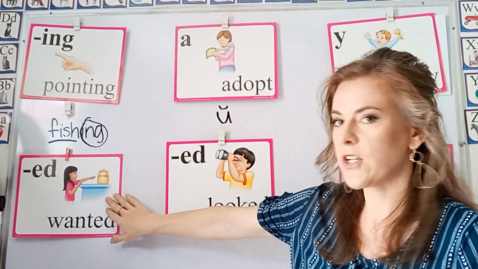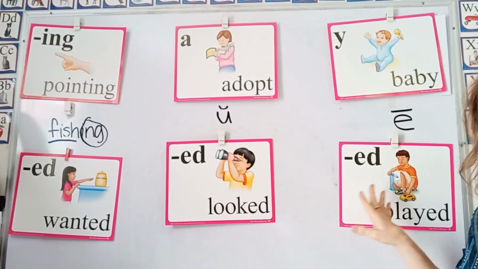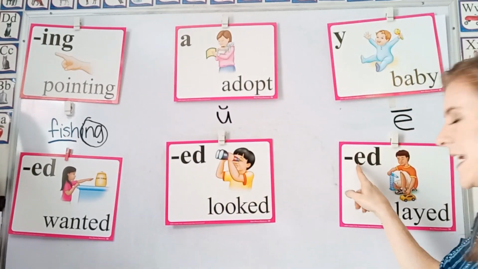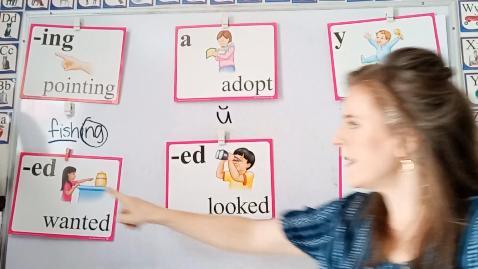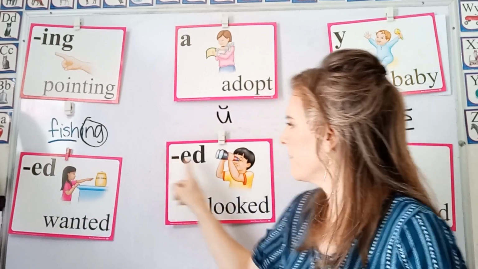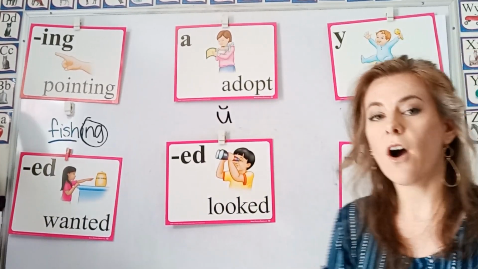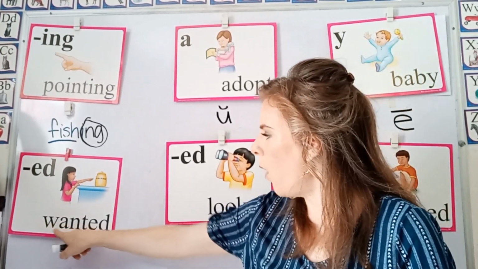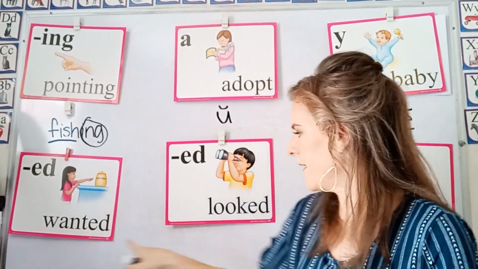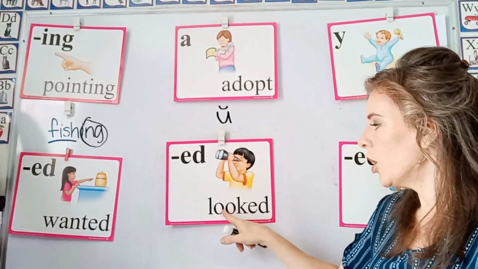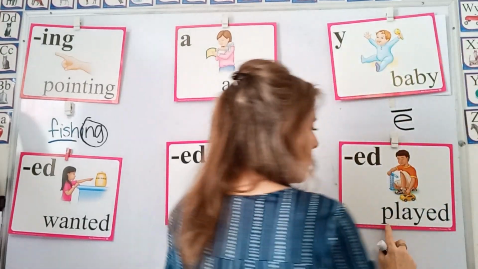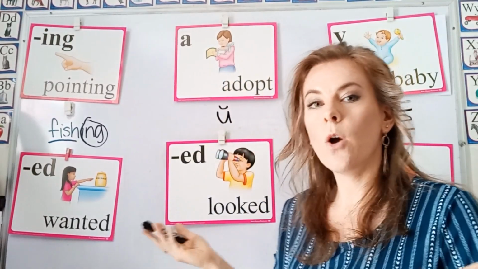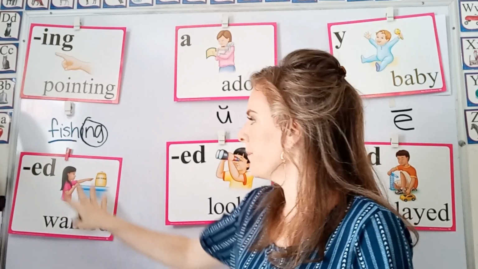Then we have these special sounds that are all the same. ED, ED, ED. Now notice they all have a hyphen. That means they are added to the end of a root word. Want, wanted. Look, looked. Play, played. But how do we know which one to use with which one?